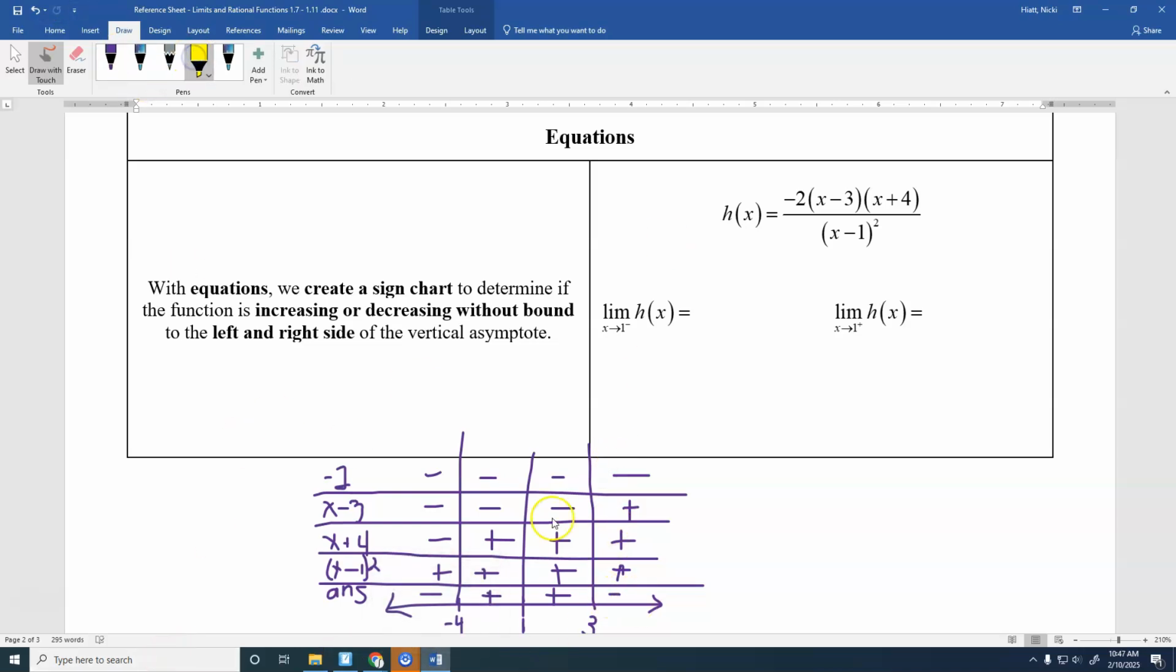The only thing we really care about, because they asked us about 1, is what's happening right here at 1 on the left side and the right side. Other parts of the graph we really don't care about because they didn't ask us about those. So we would get positive infinity for both of these answers, since both of those are positives. Okay, questions on that?